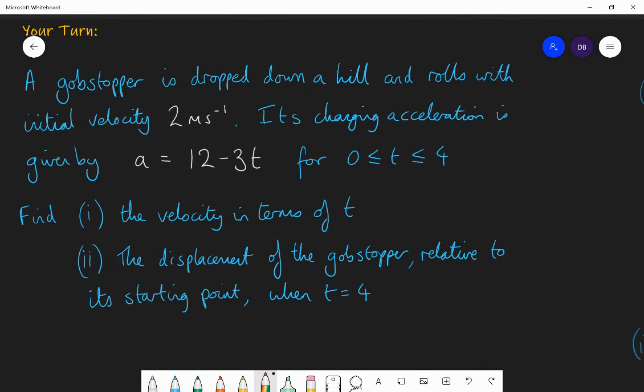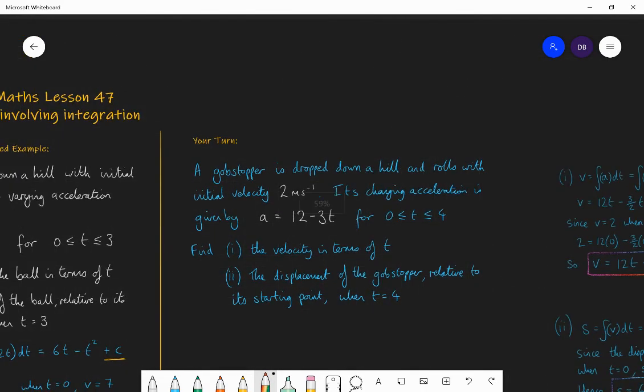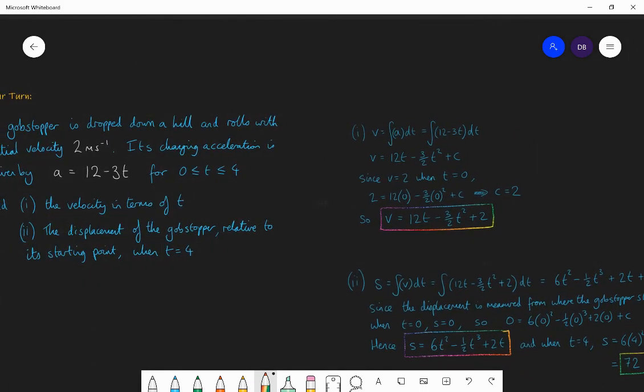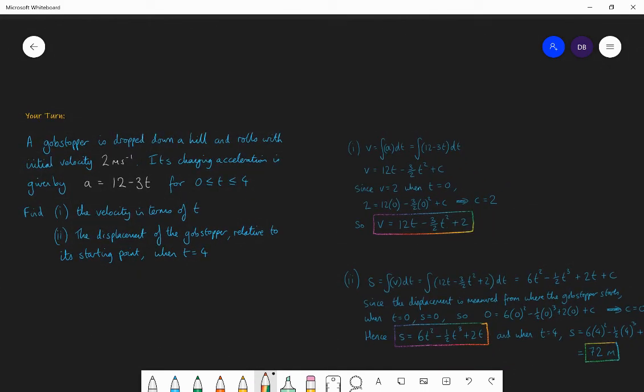Okay, so the answer to this is as follows. For the first part, if you integrate 12 minus 3t, you get 12t minus 3 halves t squared plus c, which is here. Since you know that the velocity is 2 when the time is 0, because the initial velocity is 2, you can find that the c value is 2, and you get velocity is 12t minus 3 halves t squared plus 2. Then part 2, find the displacement when t is 4.